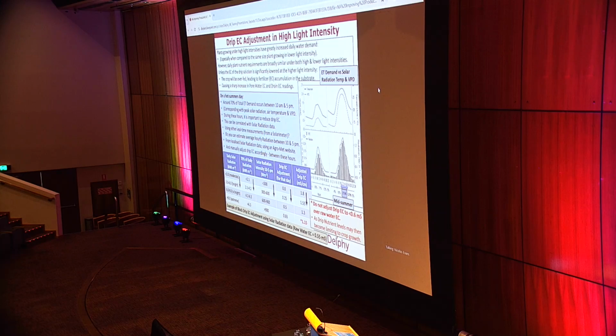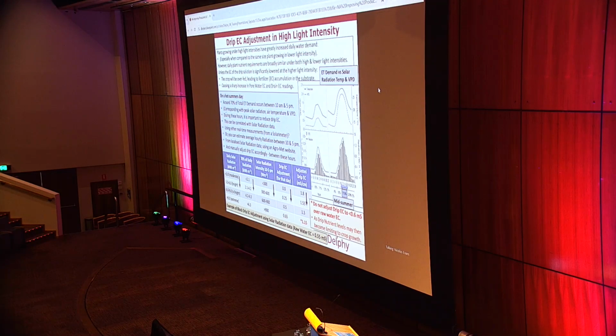What we know is that the nutrient demand is broadly similar between a bright day and a low light day. So there'll be many more irrigations, so they get much more fertilizer. So unless the EC of the solution is significantly lowered at a higher light intensity, the crop will effectively be overfed, leading to EC accumulation in the substrate.